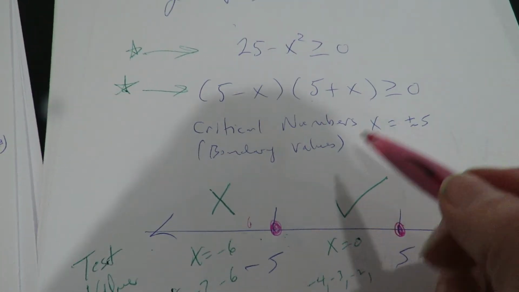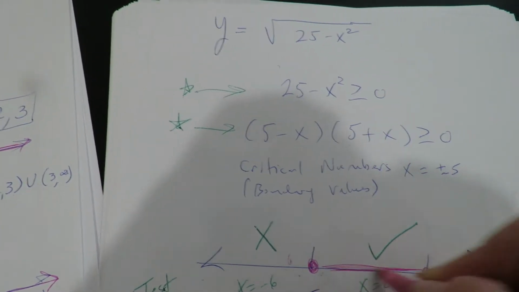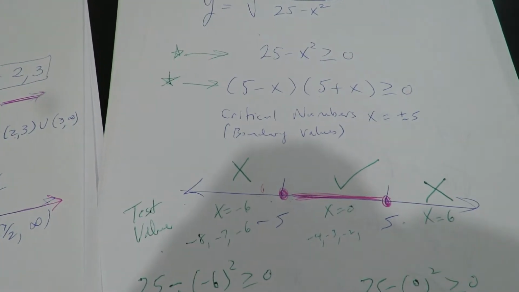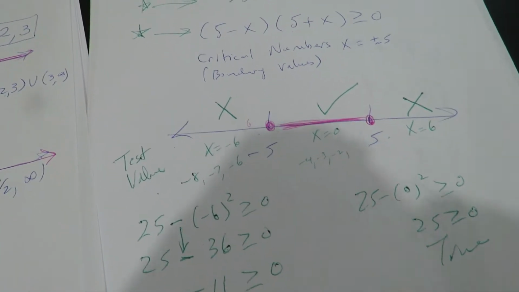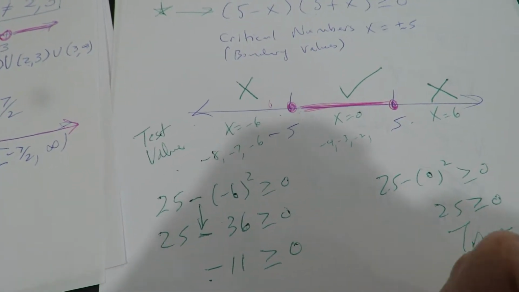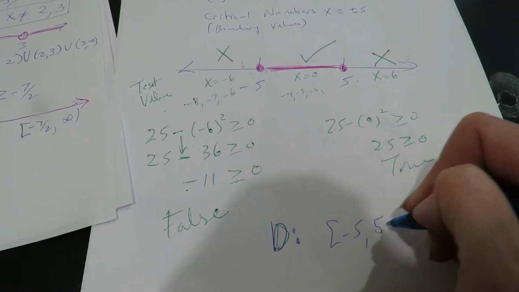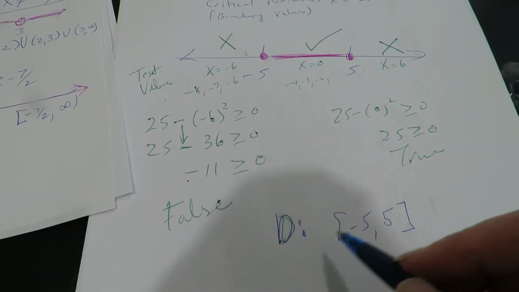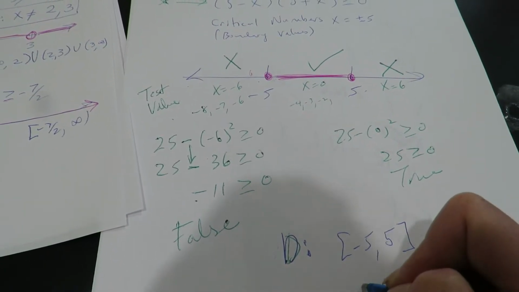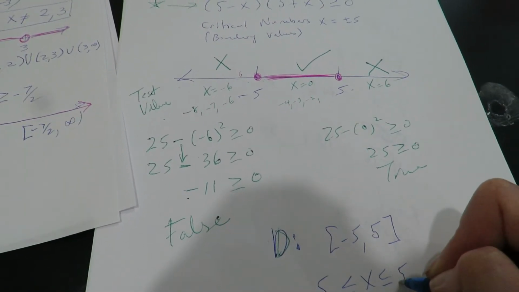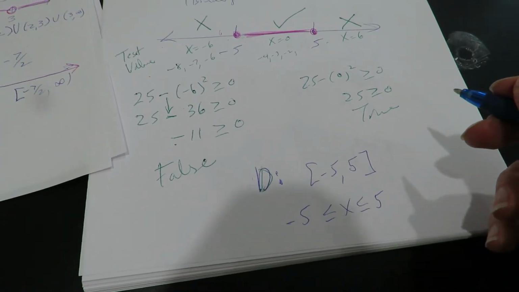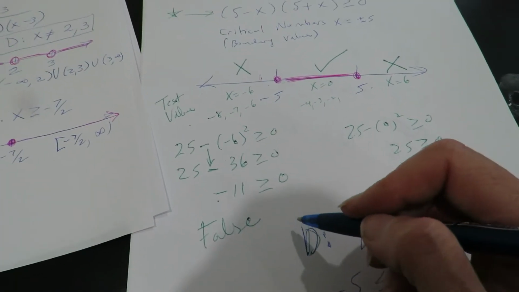All right, so what this means is that this is the part of the answer that works. So just make sure you write what your answer is. So the domain of this guy is going to be from -5 to 5. You can write it like this, which means it's closed, or if you prefer the other notation, you can write it like that. Okay, you don't have to write it both ways. Just pick a way and say it.